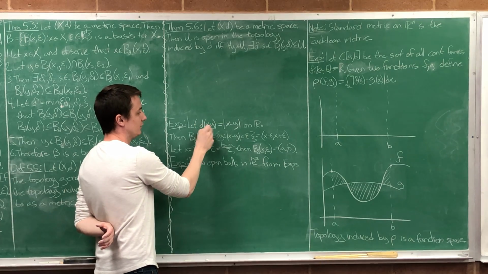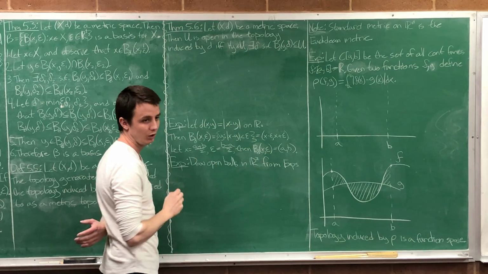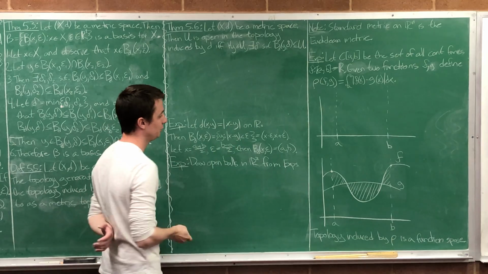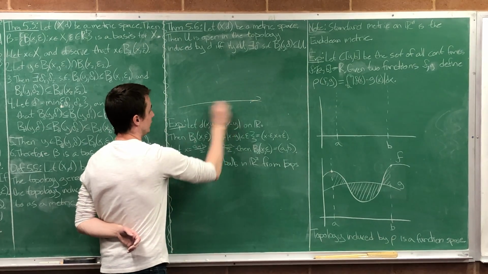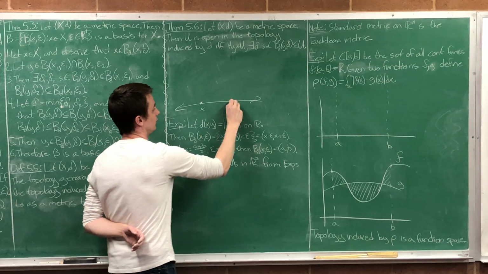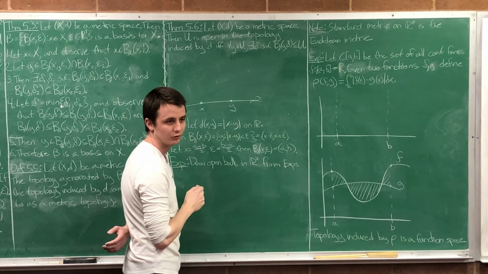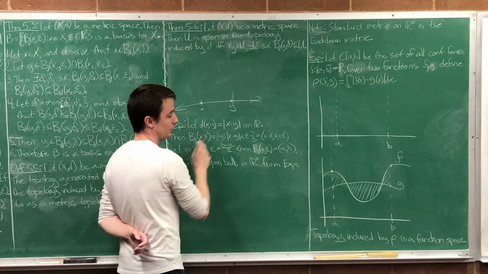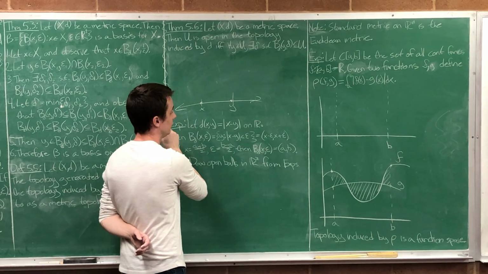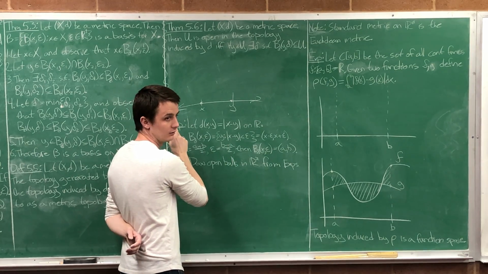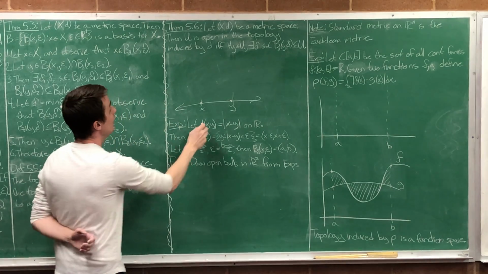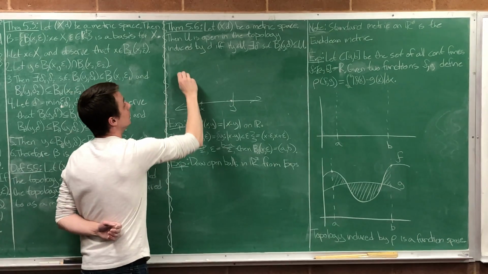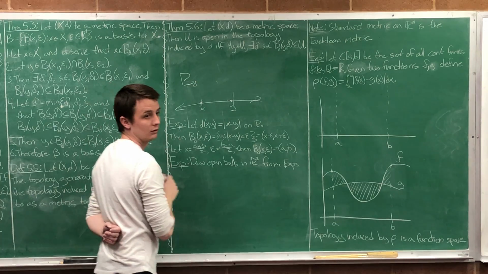So let our distance function be the absolute value of the distance between x and y on R. So we're talking about on the real number line, x is here, y is here, what's the distance between them? Take the absolute value of the difference. Now if we think about an open ball, the absolute value doesn't include actual points.